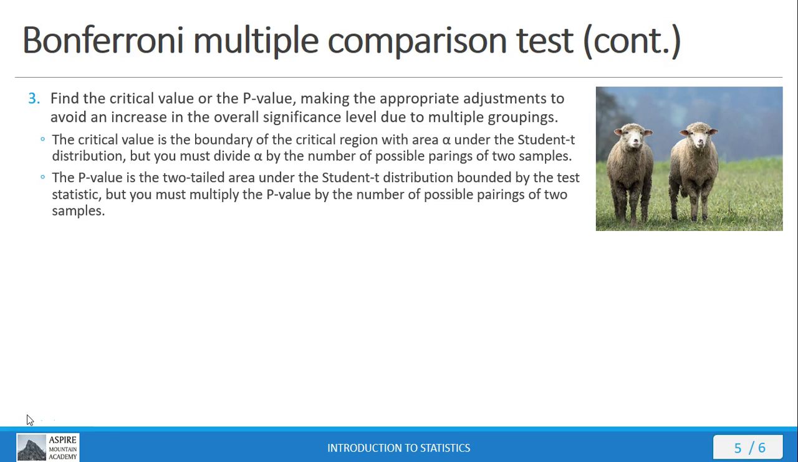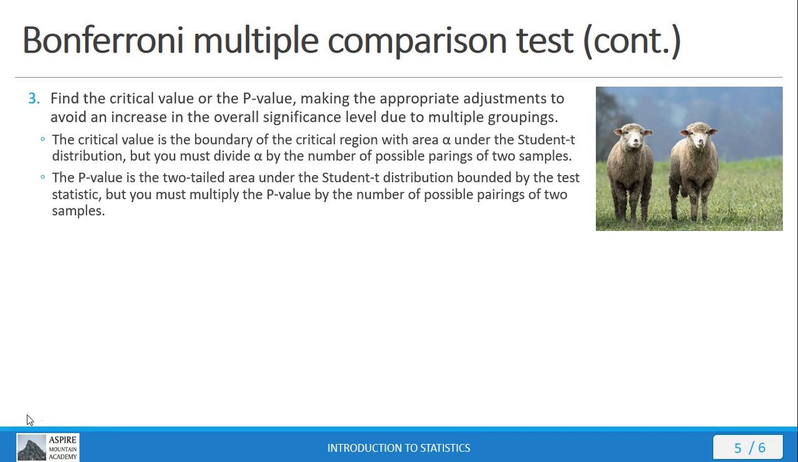So the critical value is coming from the critical region alpha with your student t-distribution, but you've got to divide alpha by the number of possible pairings of two samples. So if you're comparing 3 sample means, then you're going to have 3 different possible pairings. The first with the second, the first with the third, and the second with the third. So you've got to divide alpha by 3 to get the significance level that you use to find the critical region.